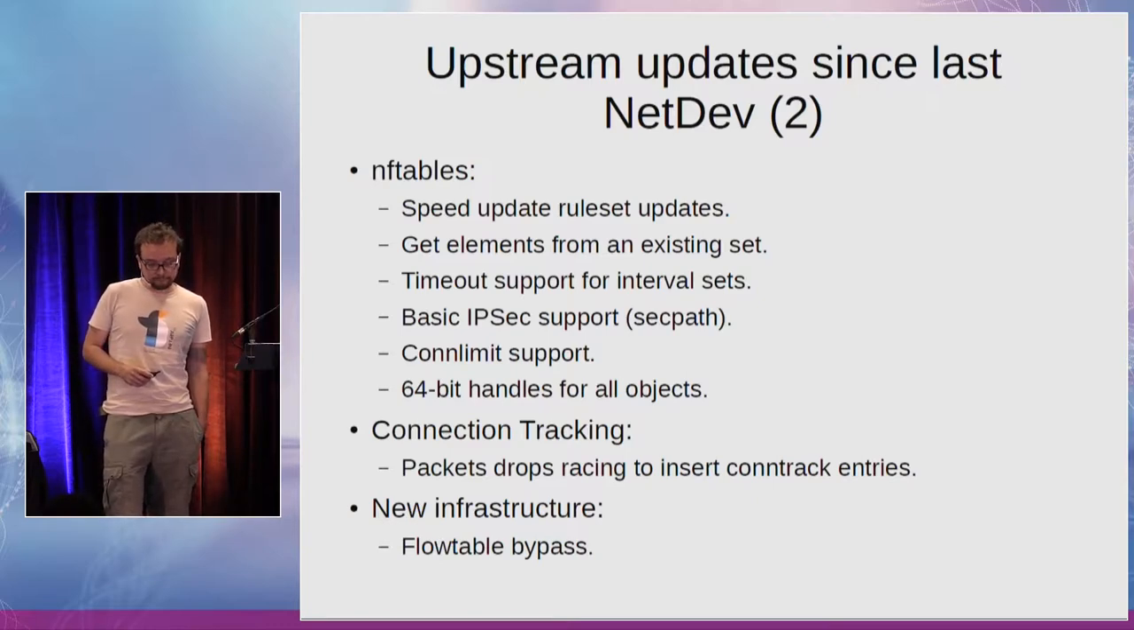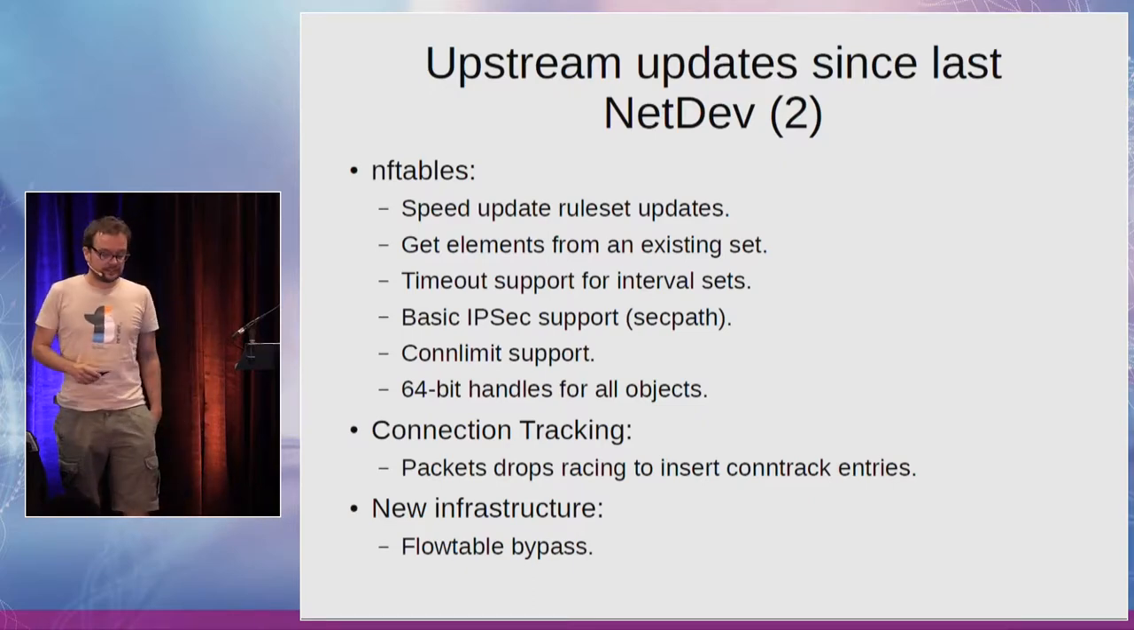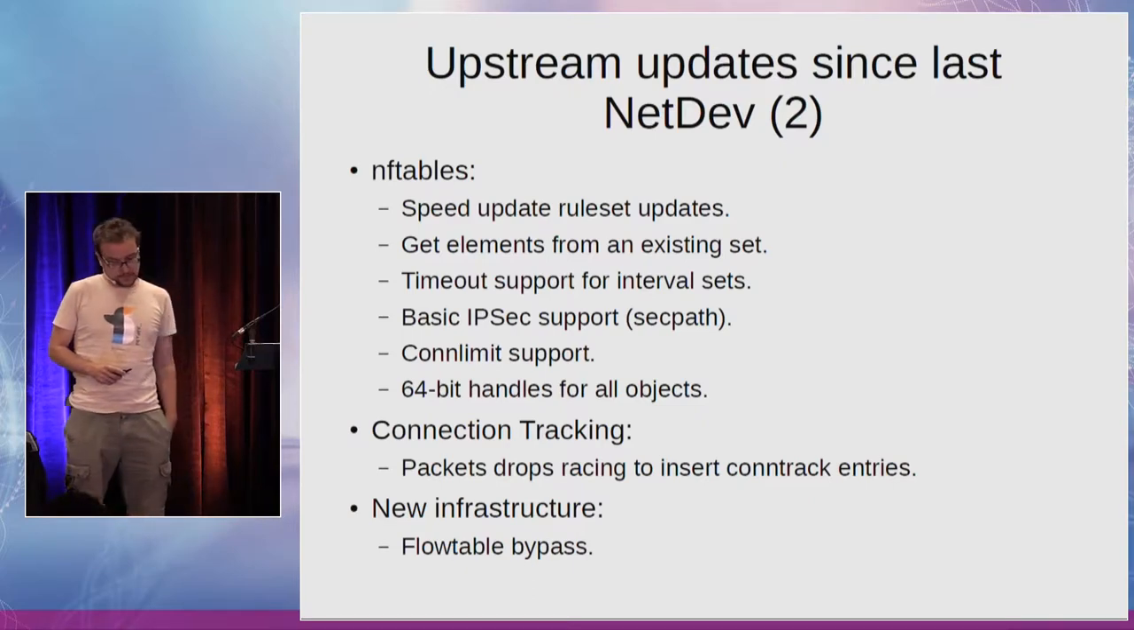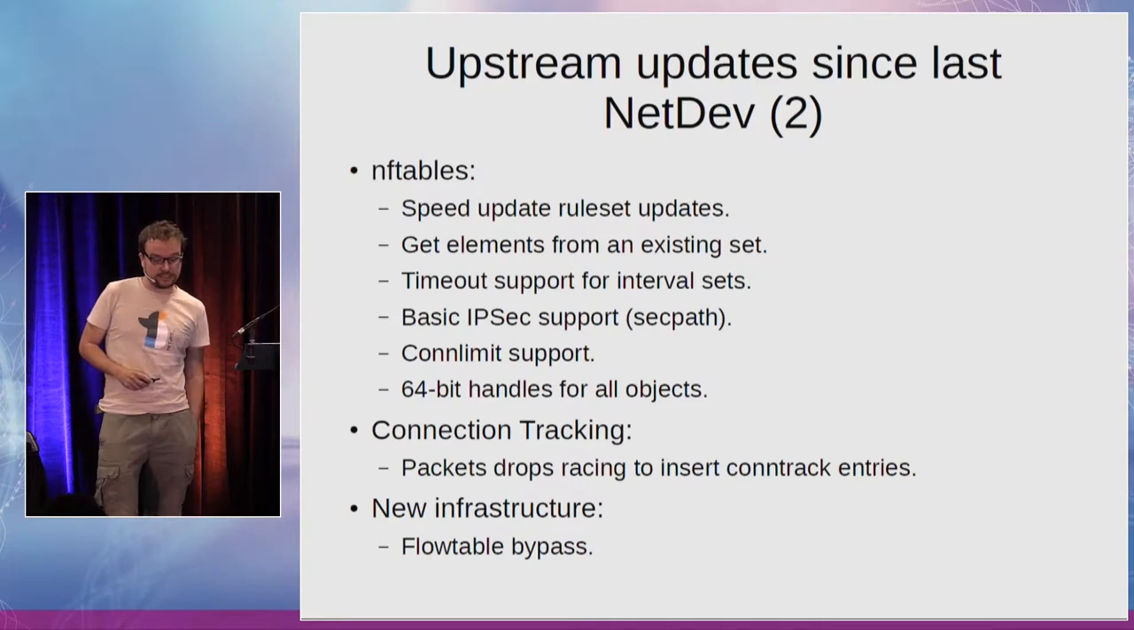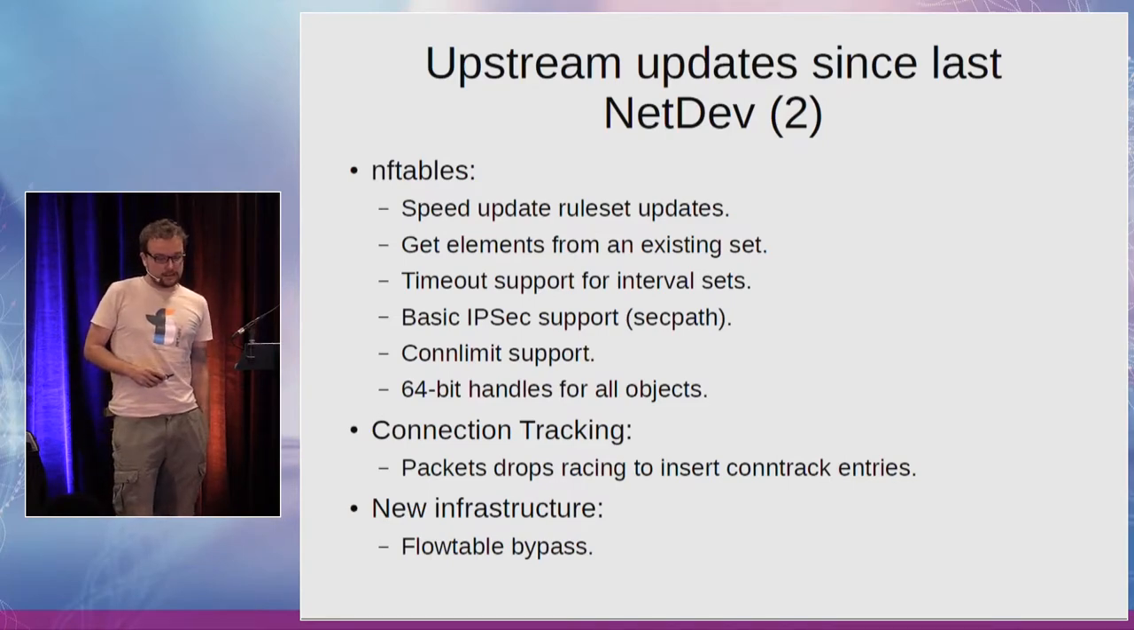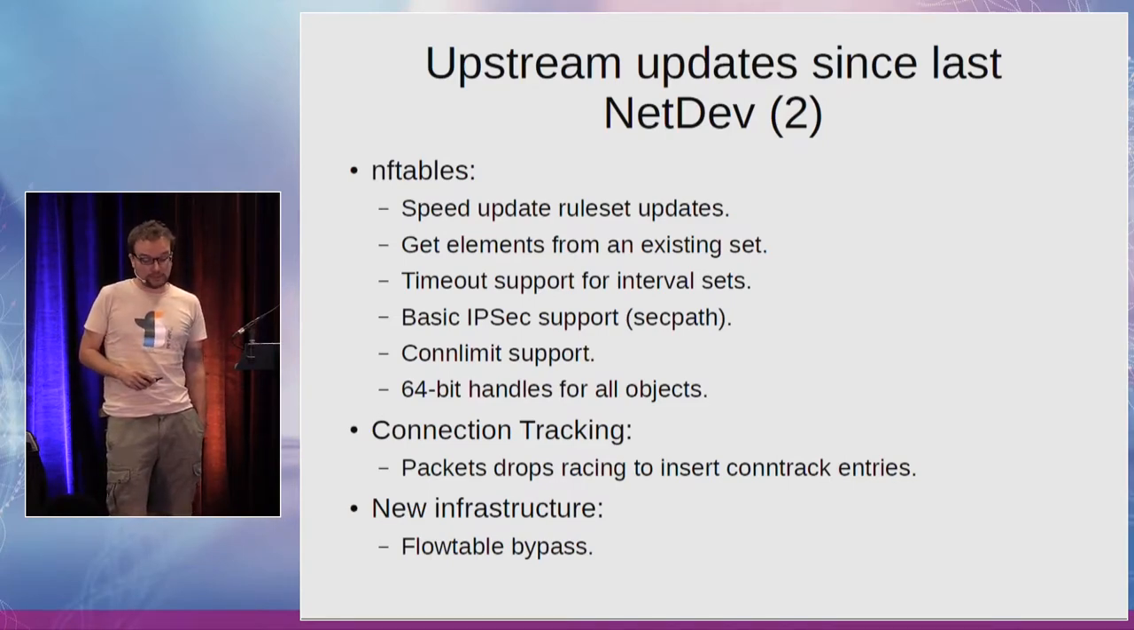Otherwise, for example, it may get a different source port that is not going to work. It's going to break the flow. So that code is already upstream, and it will show up in the next official kernel release. And then the new flowtable bypass infrastructure that I will describe in this presentation too.